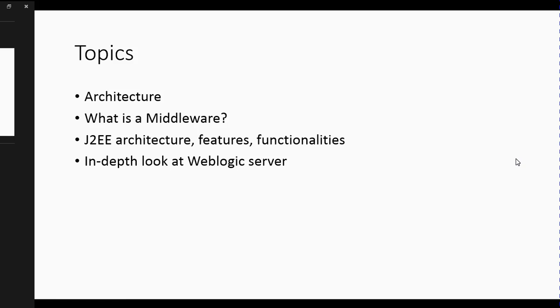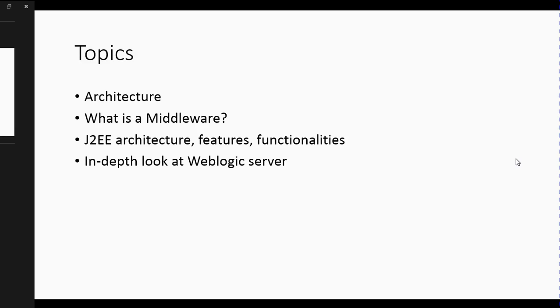So again, these are going to be the topics. I'm first going to focus on the architecture, and then I'm going to go into what an application server is, and that ties in with the concept of middleware. So I'm going to go into what is middleware. I'm also going to focus on what is a J2EE architecture, what are the features and functionalities, and how this concept or utility ties in with Oracle WebLogic server.